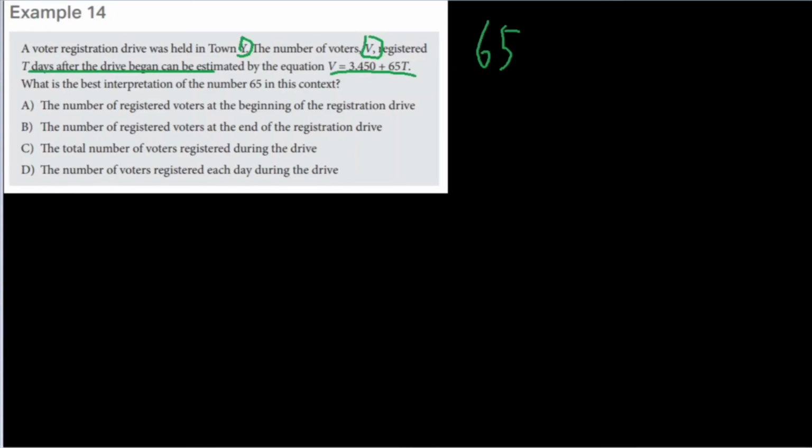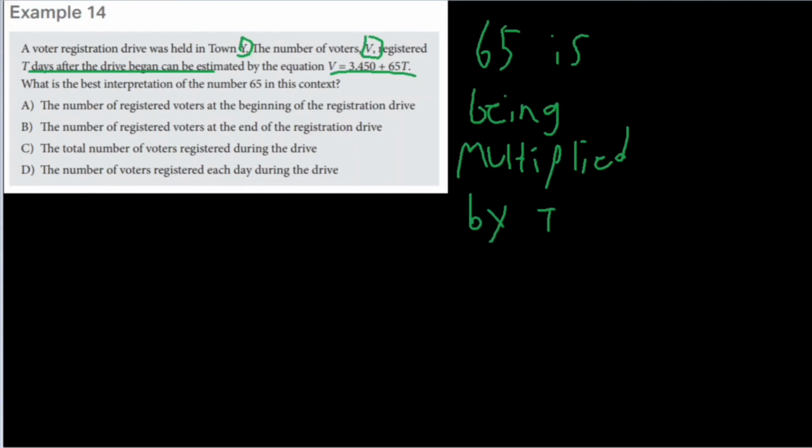So, you know that 65, right? It's accompanied by a variable, right? Which means that it's increasing. We have to contextualize what T means, and T is days after the drive began, right? So as T increases, V increases, and V is the number of people registered. So that means that every day, the number of people registered increases, right?